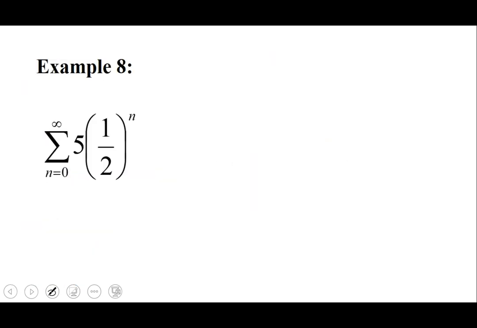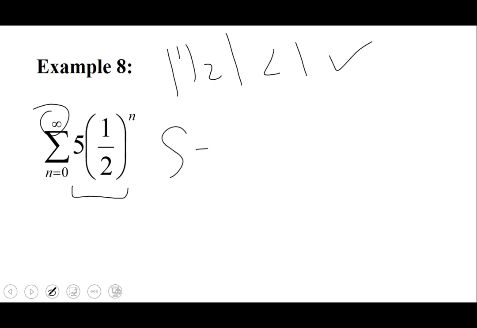So consider example 8. The fact that there's a big old infinity here is how you know that it's infinite. The fact that it looks exponential is how you know that it's geometric. So the first thing you want to do is check, is the absolute value of r less than 1? Because that is the only way that this formula works. Because it is, you're good to go. That means you're allowed to find the sum. And notice it's not the sum of the first whatever terms because it's infinite, so it's just the sum.